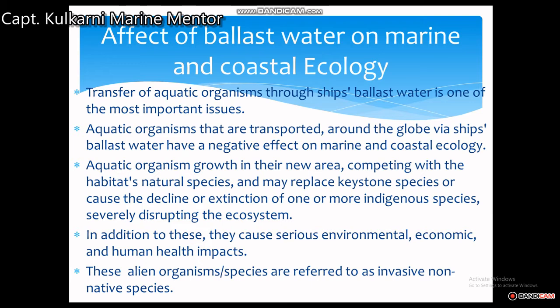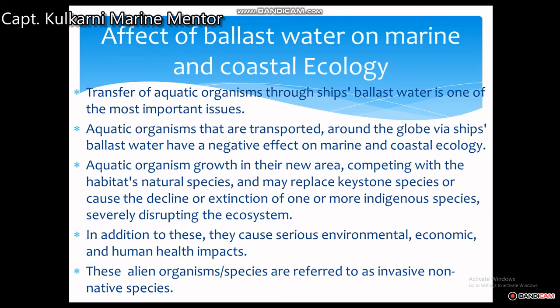It is very clearly seen on the Australian coast, which has the Great Barrier Reef, and the Great Barrier Reef is getting affected extremely badly. Aquatic organisms grow in the new area, competing with the habitat's natural species, and may replace keystone species or cause a decline or extinction in one of the most indigenous species, severely disrupting the ecosystem.